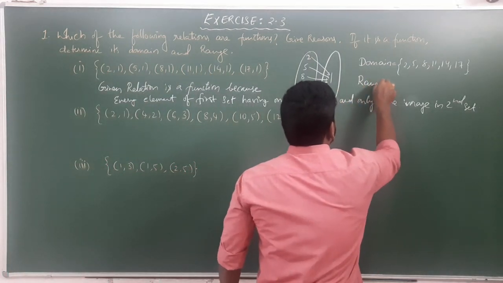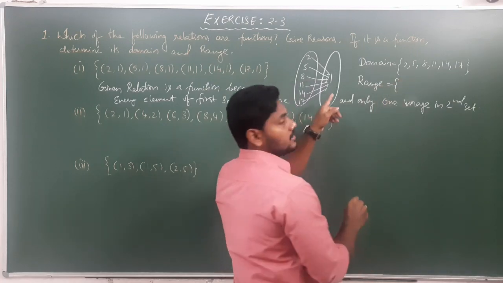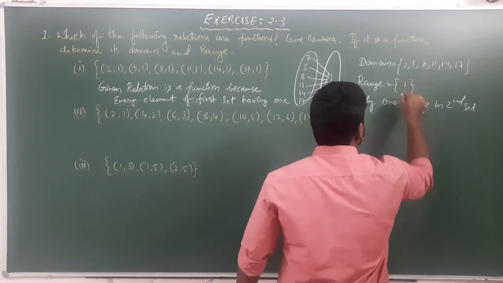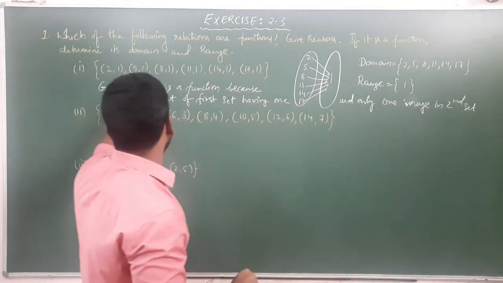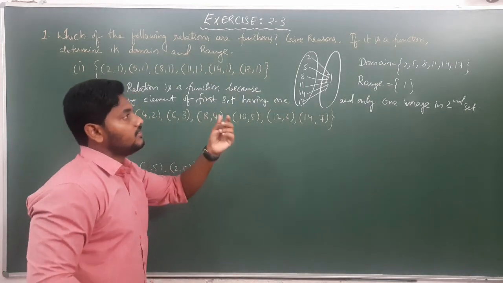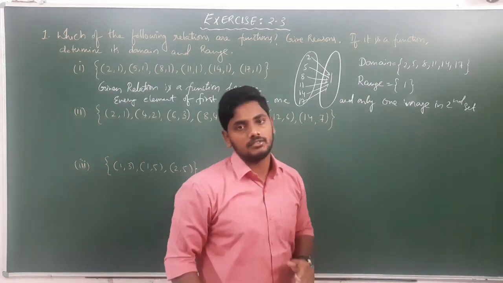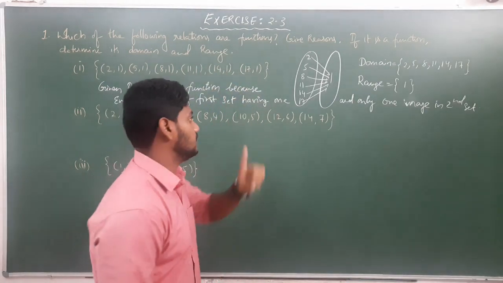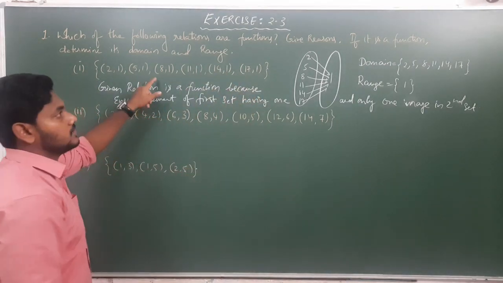Now when it comes to range, what is range? Set of all second elements. Only one element we have. Don't write 1, 1, 1, 1, 1. No need. Why? Because if it is a set, repeated elements we should not write. So how many ones will be there? But we will consider only one. So that is domain and range of first one.